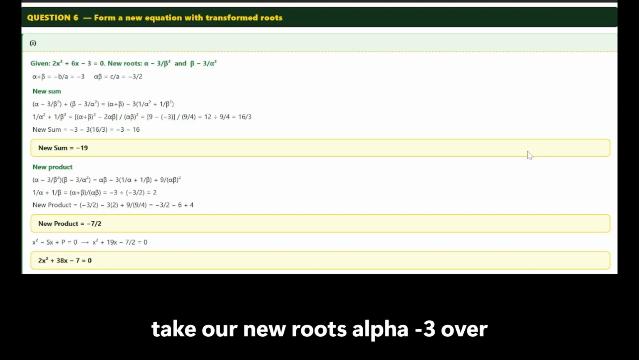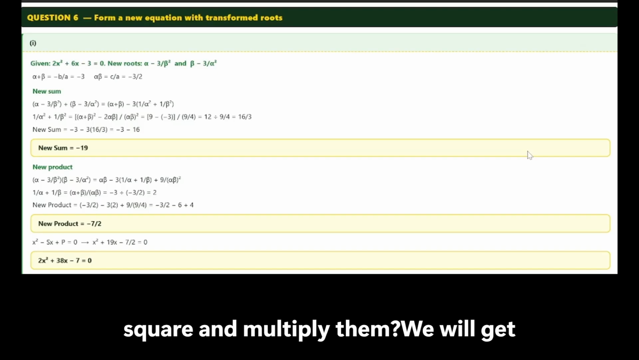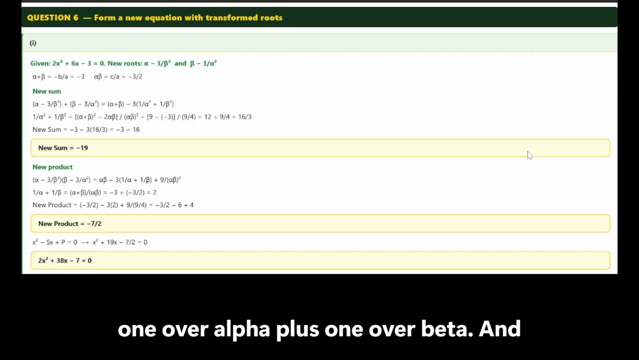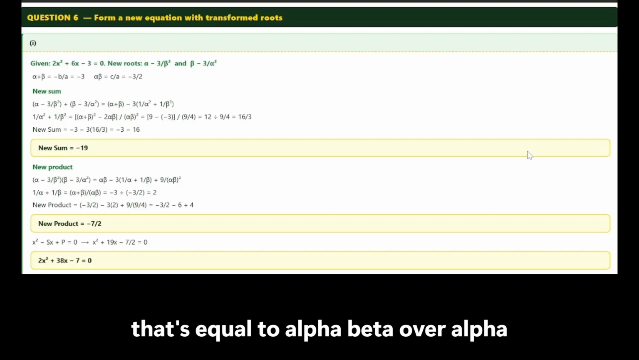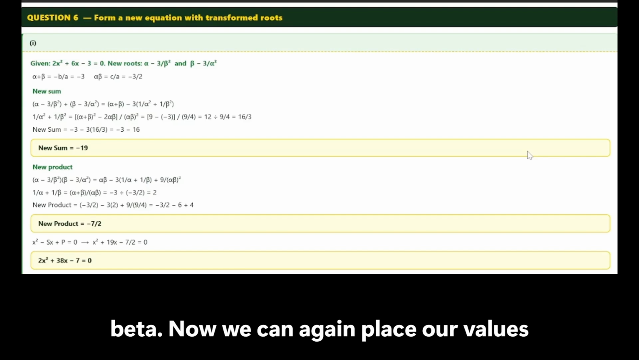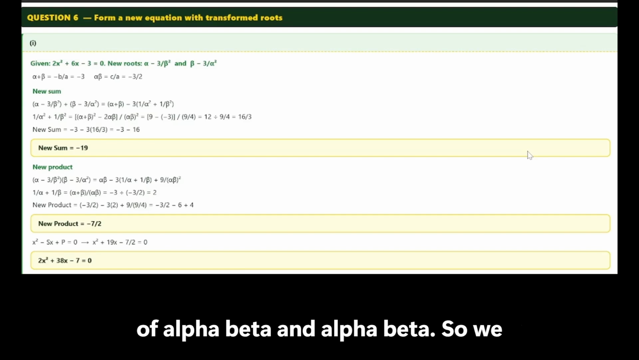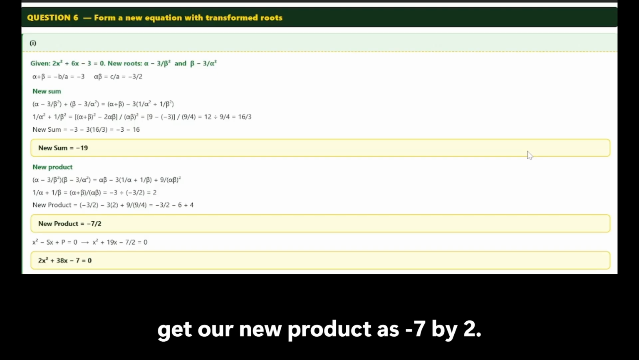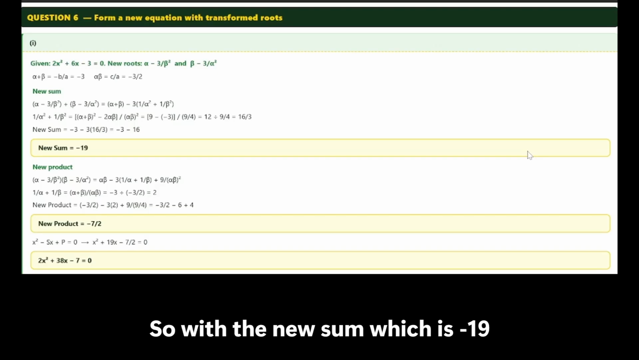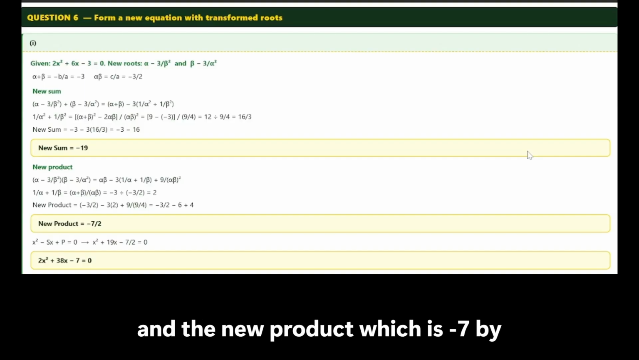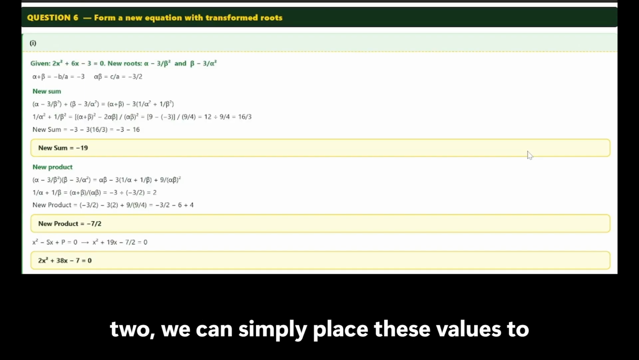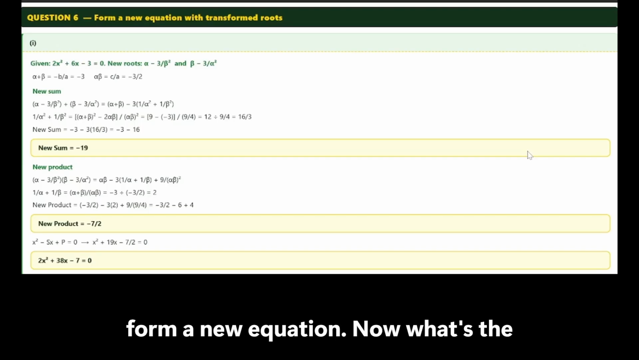And what will the new product be? If we take our new roots alpha minus 3 over beta square and beta minus 3 over alpha square and multiply them, we will get 1 over alpha plus 1 over beta, and that's equal to alpha plus beta over alpha beta. Now we can again place our values of alpha plus beta and alpha beta. So we get our new product as negative 7 by 2. So with the new sum, which is negative 19, and the new product, which is negative 7 by 2, we can simply place these values to form a new equation.